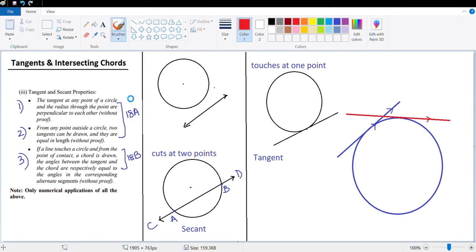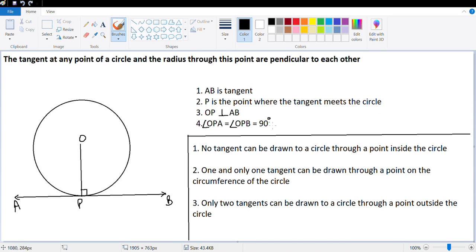So let's look at certain properties. The first one: the tangent at any point of a circle and the radius through this point are perpendicular to each other. So what does it mean? This is one of the most important, rather the most important property of this chapter. It says if AB is a tangent, P is the point of intersection of the tangent with the circle, and if I draw a radius OP which meets the tangent at P, then angle OPA and angle OPB are 90 degrees. So the tangent and the radius make an angle of 90 degrees at the point of contact.